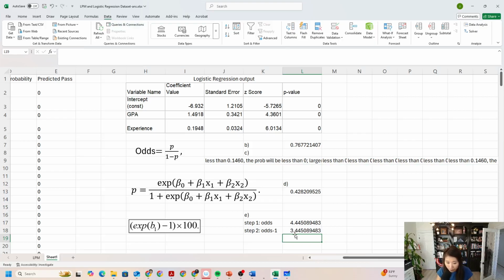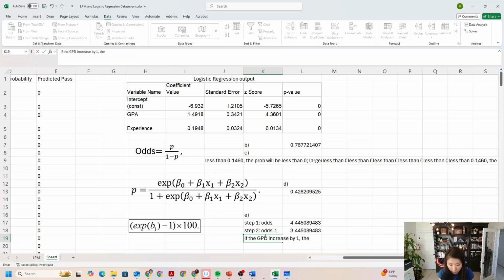So the way we interpret this 3.44 is that if the GPA increases by 1, the odds of a candidate passing the exam will increase by 344%, given the years of experience the same.